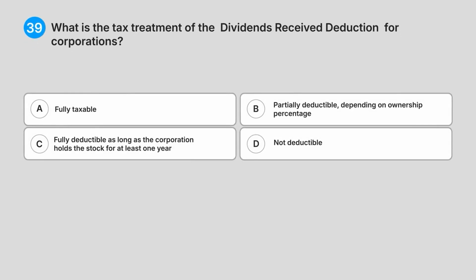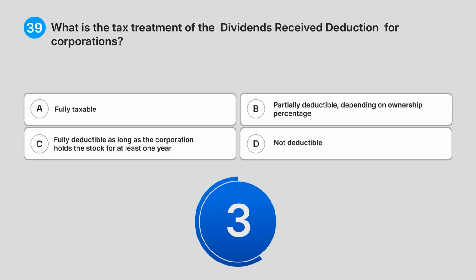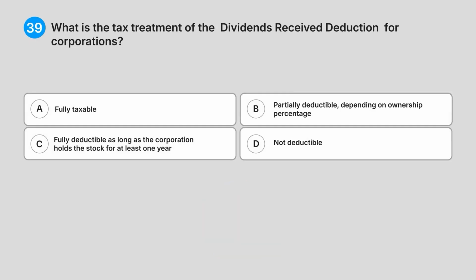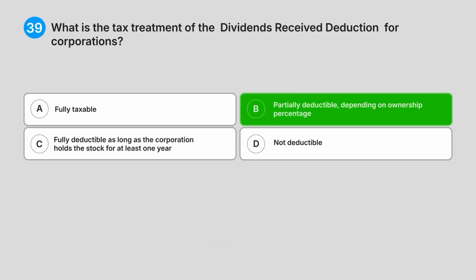39. What is the tax treatment of the dividends received deduction for corporations? A. Fully taxable. B. Partially deductible, depending on ownership percentage. C. Fully deductible as long as the corporation holds the stock for at least 1 year. D. Not deductible. Can you guess the answer? Correct answer: B. Partially deductible, depending on ownership percentage.